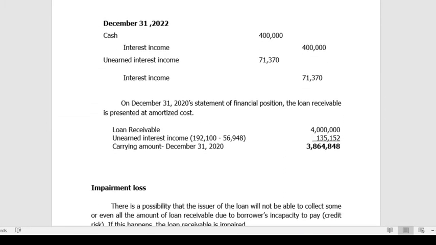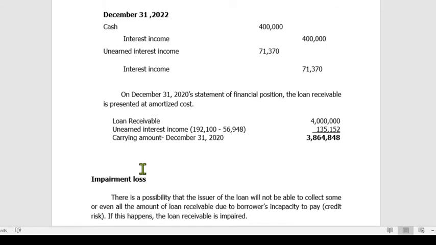Okay. The loan receivable is at 4 million. The unearned interest income, 190 to 100. Ito yung natira, di ba? Yung natira doon sa unearned interest income. For 2020 kasi, nabawasan pa yon ng 56,948. Yun yung na-earn for 2020. So, 135,152. 4 million minus 135,152 is equal to 3,864,848. This is the carrying amount at December 31, 2020 ng loan receivable mo.